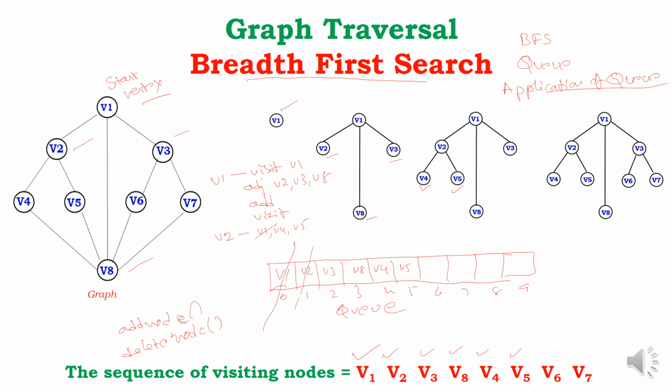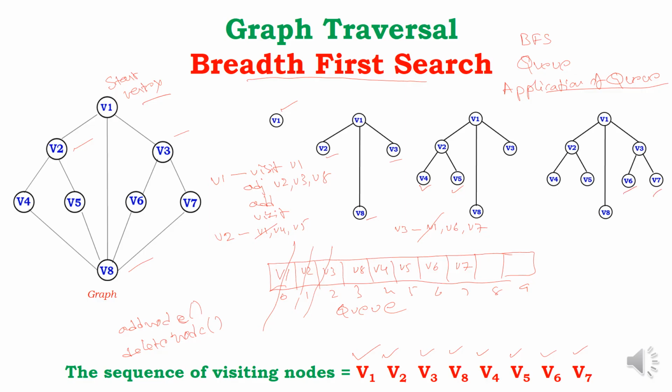Again, while the queue is not empty, yes, the queue is not empty. Again delete one more node, V3. V3 is deleted. Find adjacent vertices of V3: V1, V6, V7. V1 is already visited. Then V6, V7 are unvisited vertices. Add them to the queue. Then visit them. V6, V7 are visited.